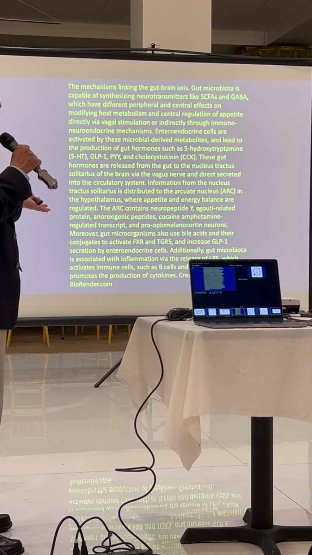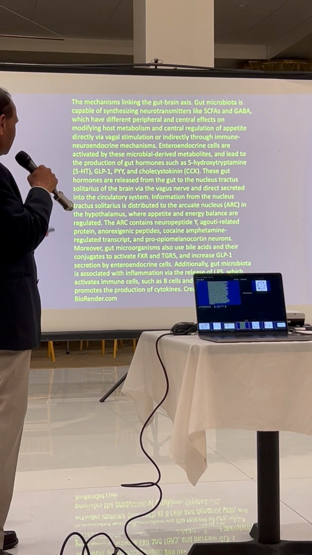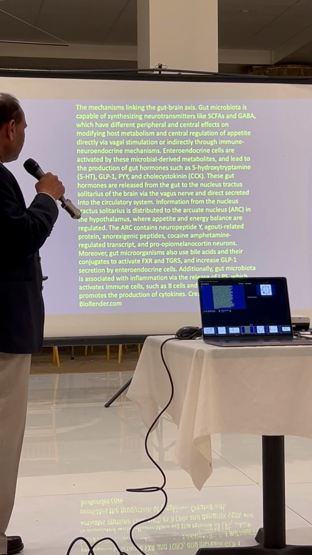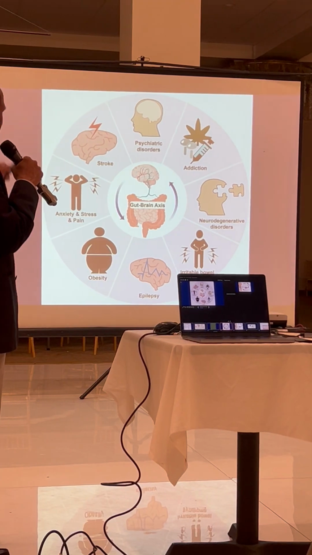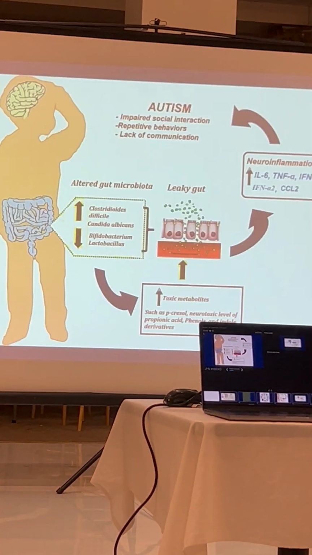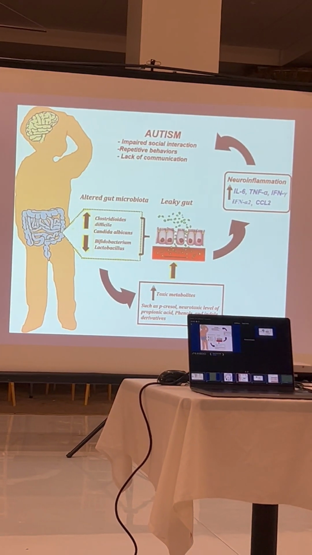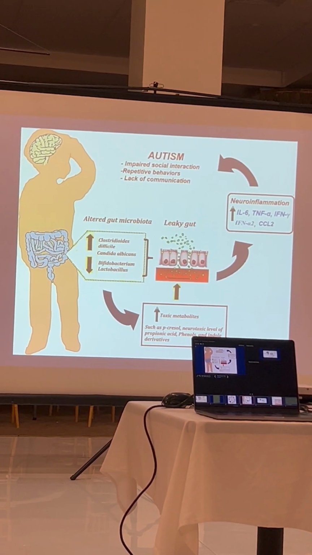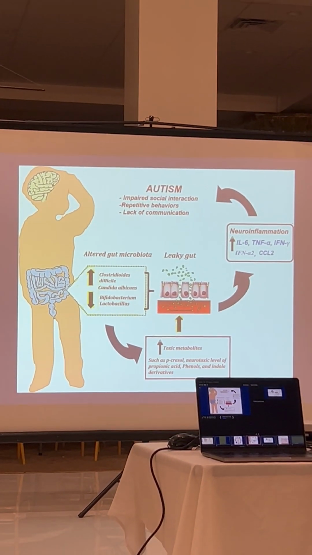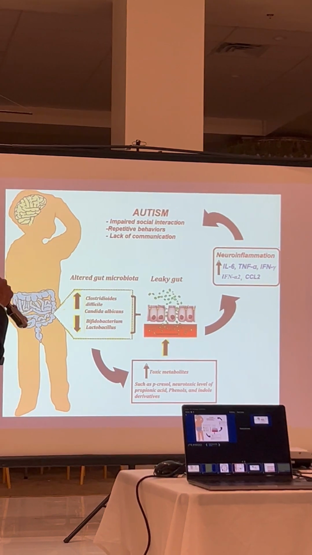I didn't want to read all these things, but these are the things that say how it was done and where it was done. So the gut-brain axis we talked about, it causes a lot of other problems. And last is autism, that people say is associated with change in bacterial translocation when you have a leaky gut.